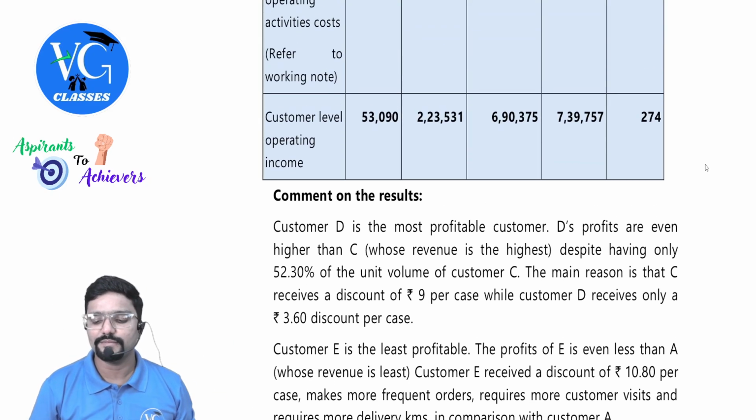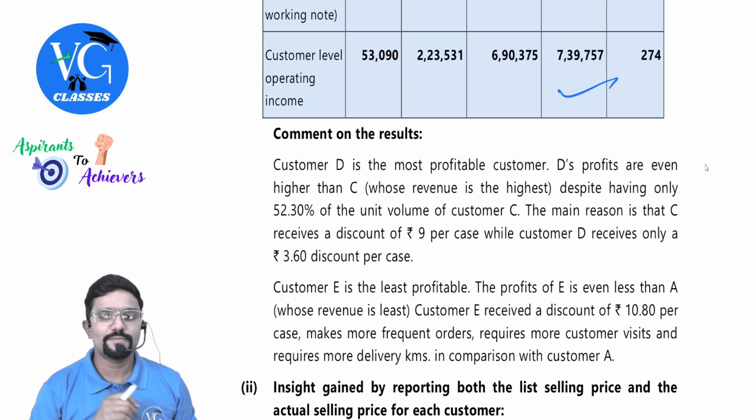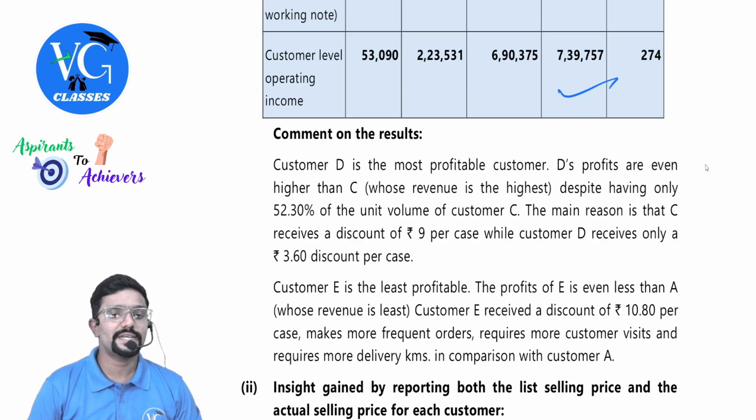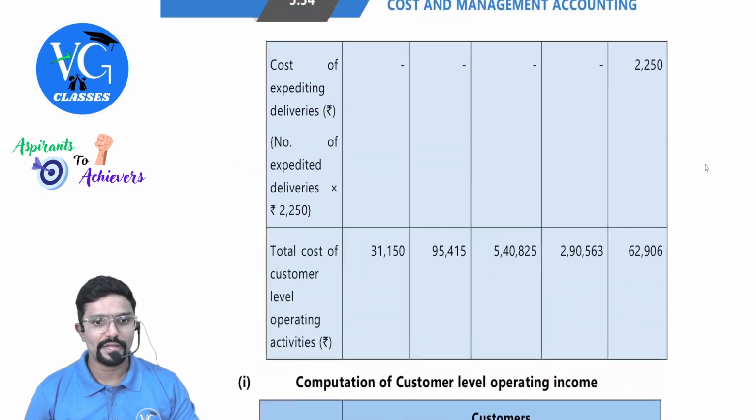Thank you, Mr. D, to contribute so much. These profits are even higher than C, whose revenue is highest, despite having only 52.30% of the unit volume of customer C. Means D's profit is more than C itself. The main reason is that C receives a discount of rupees 9 per case, while customer D receives only 3.60. So C and D comparison is going on here.